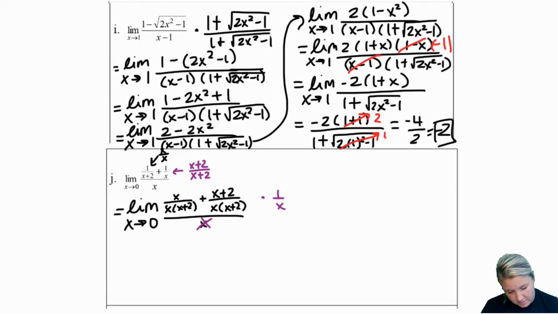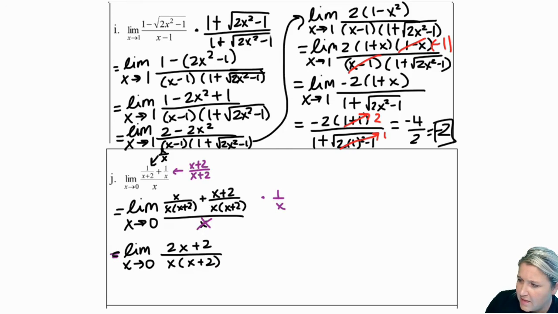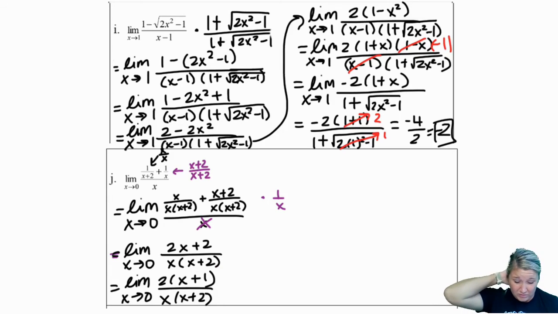So then I'm going to get the limit as x approaches 0 of, see, this is going to be 2x plus 2 over x times x plus 2. So then I could factor out the top 2. Okay, so the numerator is going to be 2, but the denominator is going to be 0. So this basically gives me 2 over 0.